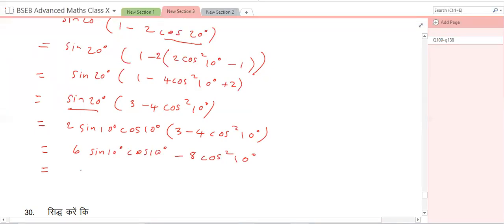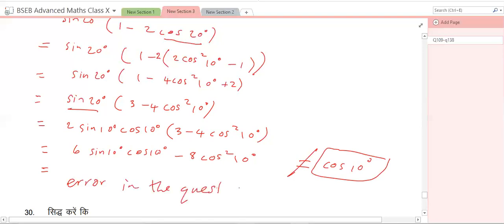Right guys, I can't actually see that being equal to, can this be equal to cos of 10 degrees? No. So there's an error in the question, because now we are going in circles. What are you going to do from here?